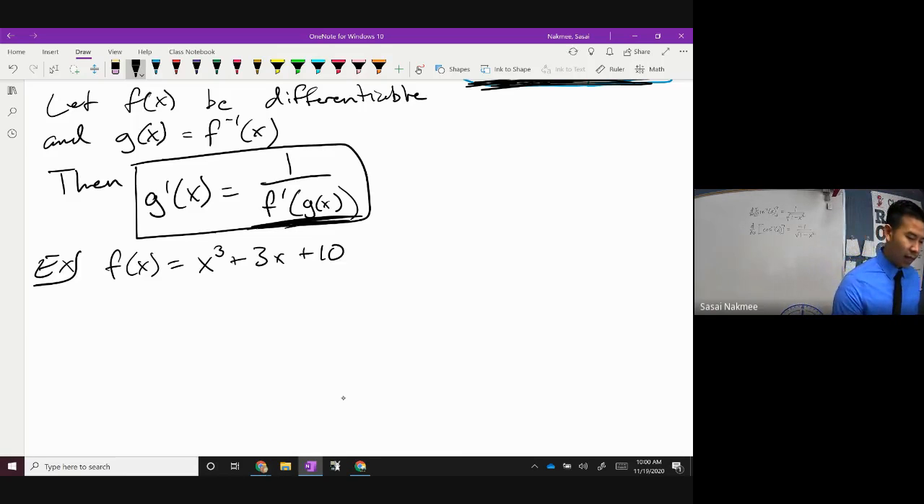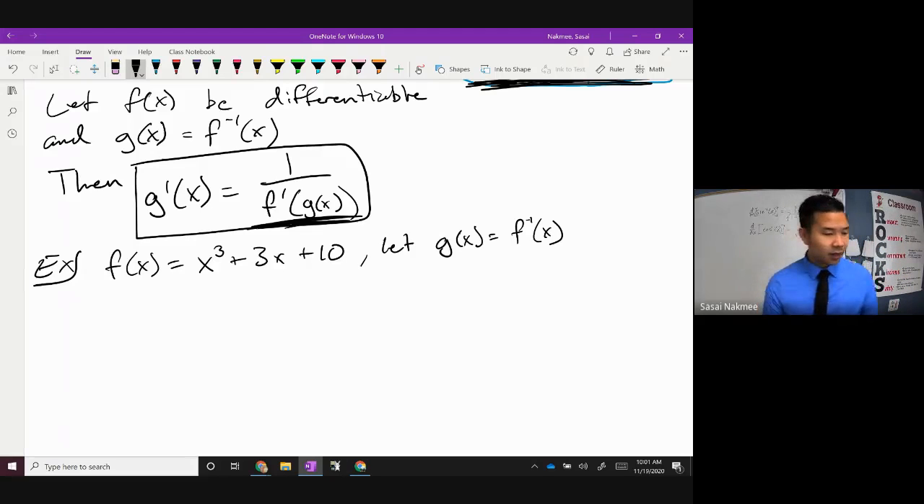Okay, and I'm going to let g of x be equal to the inverse of f of x. And just to make it a little bit easier here, look at this function. Would you agree that finding the inverse function for this is actually going to be a little difficult?